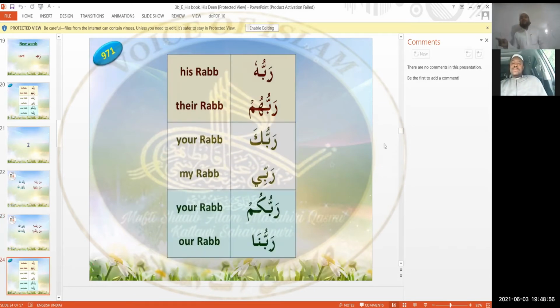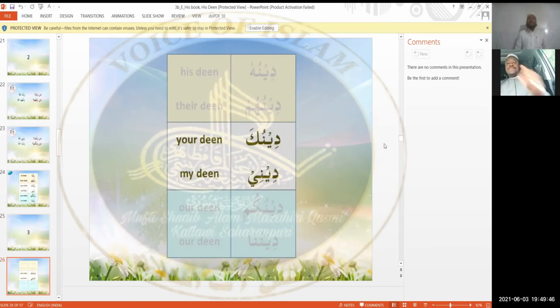So now let's do it. Rabbuhu, Rabbuhum, Rabbuka, Rabbi, Rabbukum, Rabbuna. Rabbuhu means his Lord. Rabbuhum, their Rabb. Rabbuka, your Lord. Rabbi, my Rabb. Rabbukum, your Rabb. Rabbuna, our Rabb.